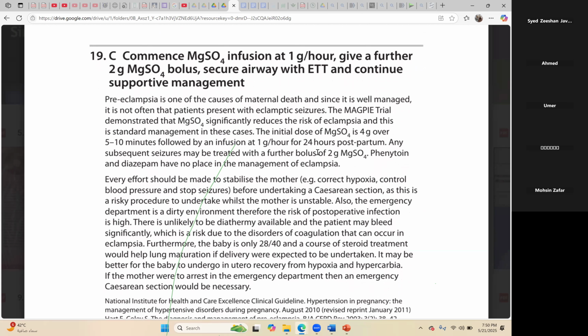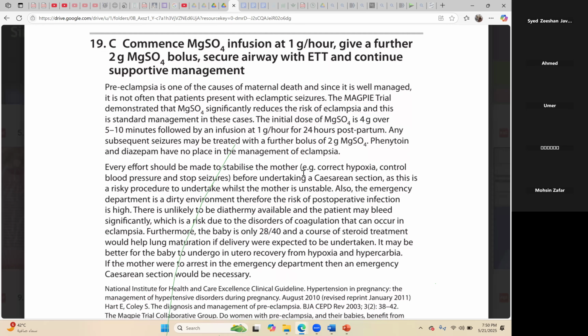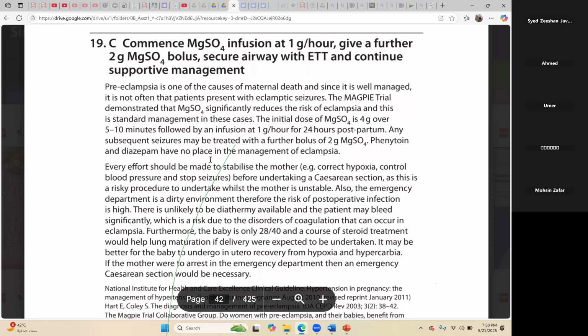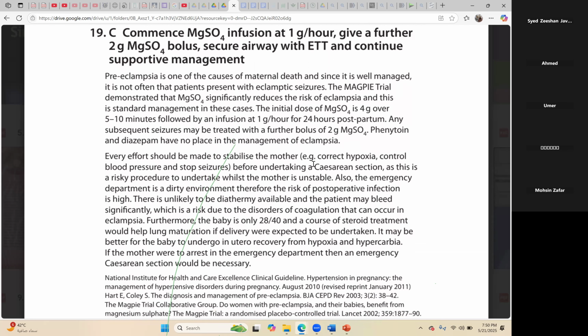Or if you have fits, I think continue for a further 24 hours. If I'm not wrong, it's like that. Any subsequent seizure may be treated with a further bolus of 2 gram. Phenytoin and diazepam have no place in the management of eclampsia.